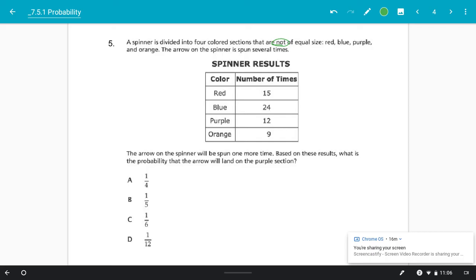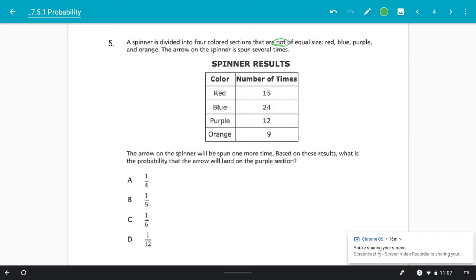So they're not of equal size. So we have this spinner divided into 4 colored sections, not of equal size. We have red, blue, purple, and orange. The arrow on the spinner is spun several times. So we see that the number of times that we spun a red was 15. The number of times we spun blue was 24. The number of times we spun purple is 12. And the number of times we spun orange is 9.